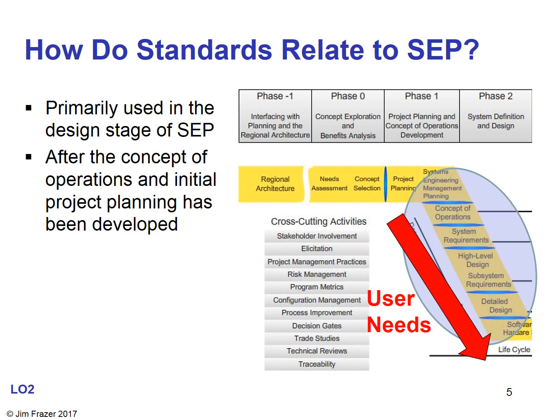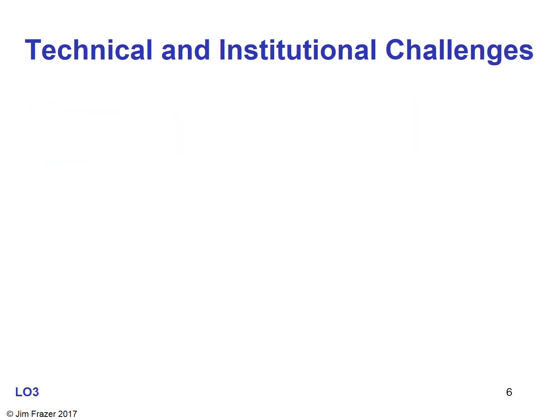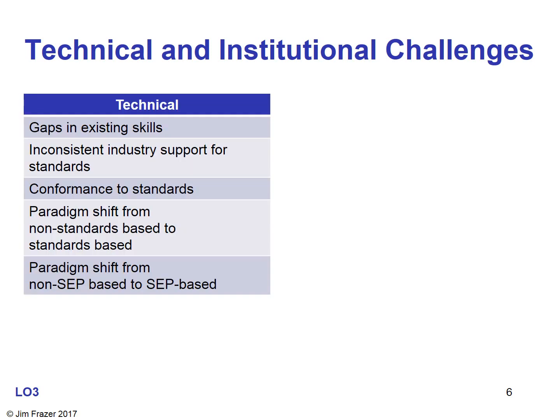Now that we have examined the systems engineering process, let's discuss a number of challenges that often occur when using this approach. Technical challenges often include the following: gaps in existing skills, inconsistent industry support for standards, conformance to standards, the paradigm shift that must occur from non-standards solutions to standards-based solutions, as well as the paradigm shift that results from shifting from non-SEP-based solutions to systems engineering-based solutions.